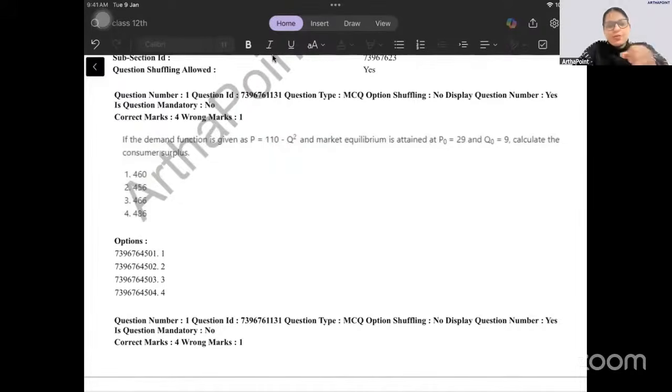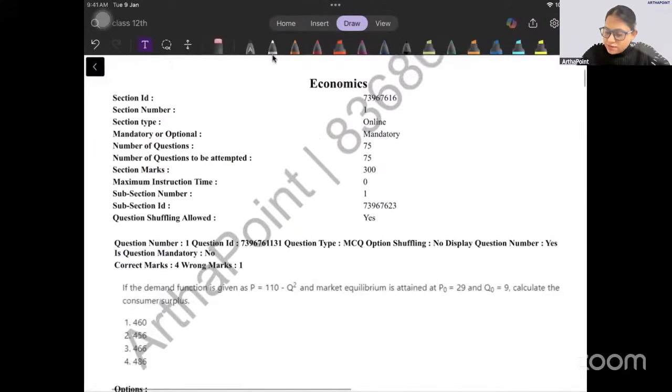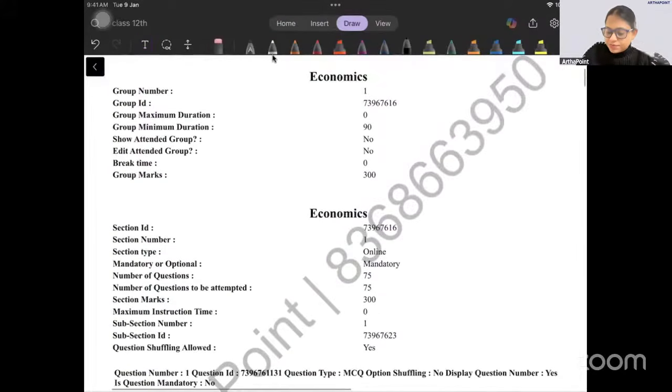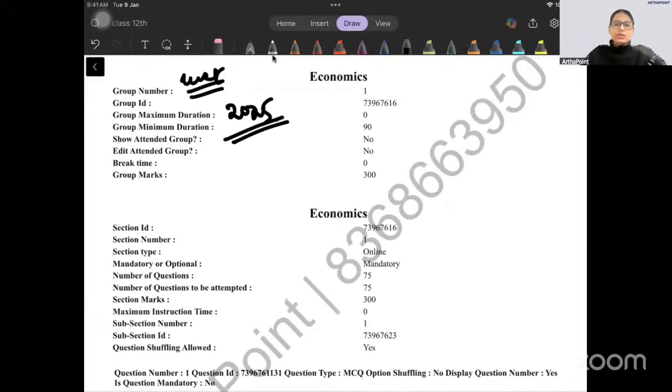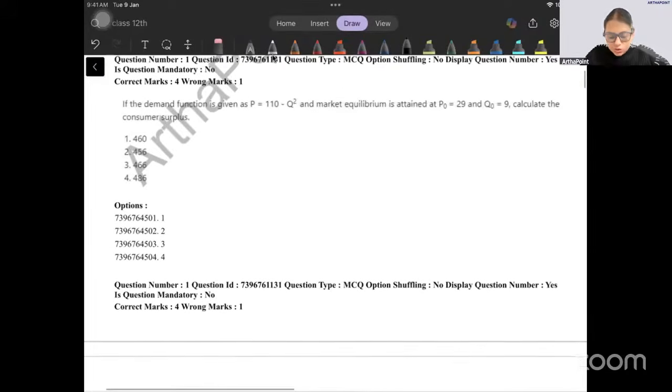Hi, good afternoon, everyone. Today we'll try and solve the CUET PG Economics 2025 paper. We'll see how many questions we are able to tackle today. The remaining we'll take in the next class. So let's go ahead and look at the first question. I hope all of you had time to look at these questions. If not, do it with me today.